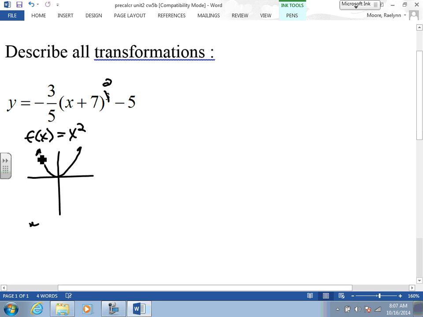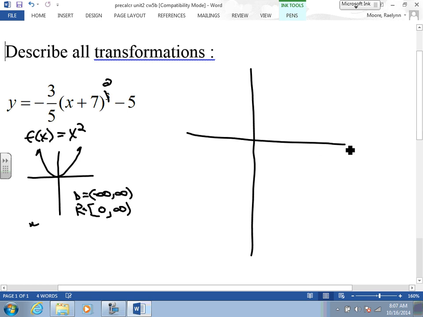What's the domain on this guy? All numbers. What's the range? 0, Infinity. Good. Okay. So we're going to start with your basic squaring function. It's the first thing we're going to do to it.